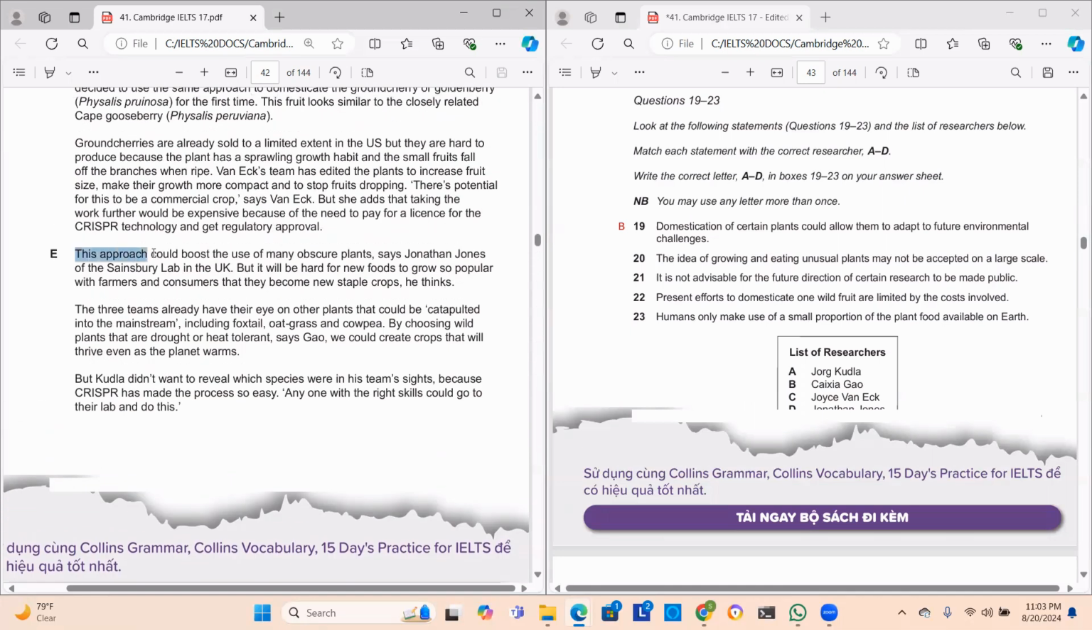So this approach could boost the use of many obscure plants, says Jonathan Jones. But it will be hard for the new foods to grow so popular with farmers and consumers that they become new staple crops, he thinks. Here is our answer: the idea of growing and eating unusual plants may not be accepted on a large scale. So the farmers and consumers may not accept this so easily. Question 20, who said this? Mr. Jonathan Jones said this. So what should be the answer? I think D is Jonathan Jones here. It's not clear, but I think it is understandable. So the 20th one should be D.